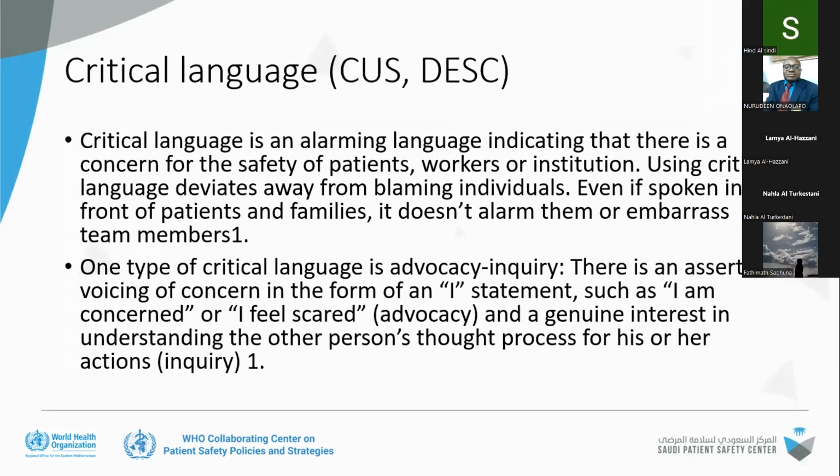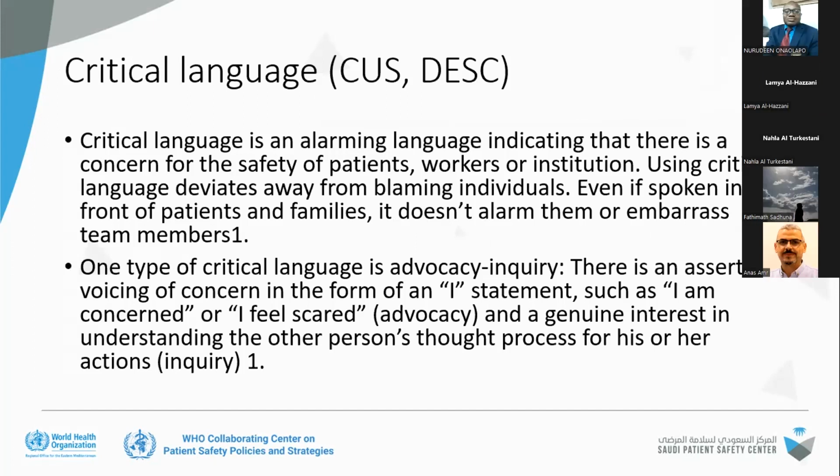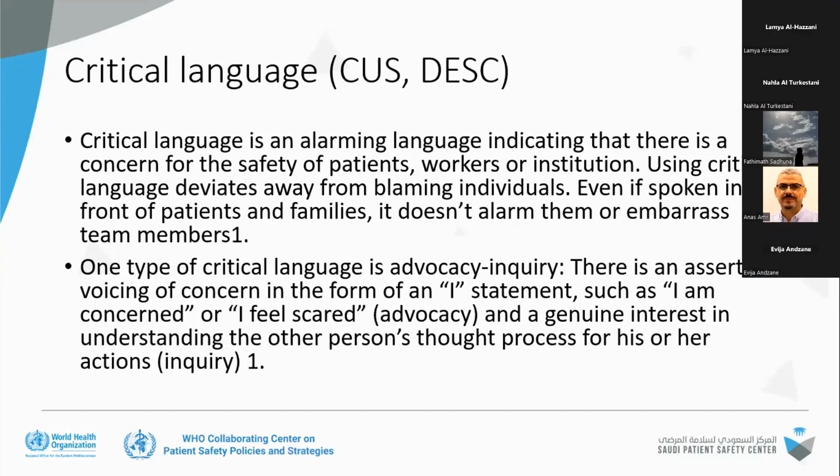So critical language. I'm sure some of you have heard of these tools, CUS and DESC. These are critical language tools. The critical language is an alarming language indicating that there is concern for the safety of patients, workers, or the institution. We can use them to deviate the attention from blaming individuals, even if spoken in front of the families or team members.